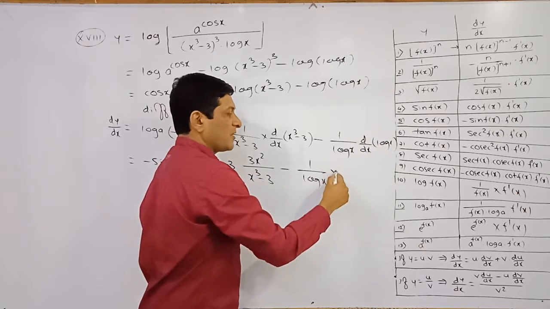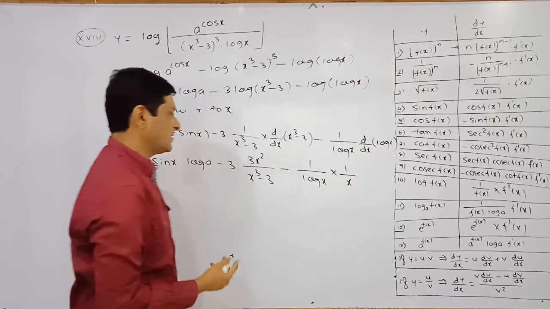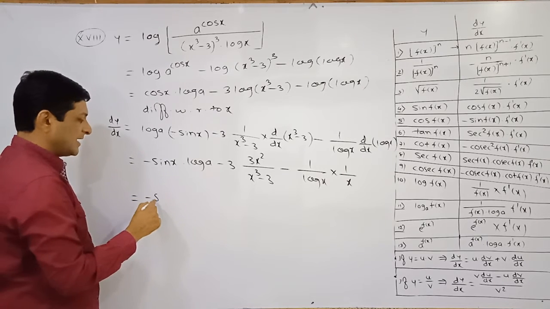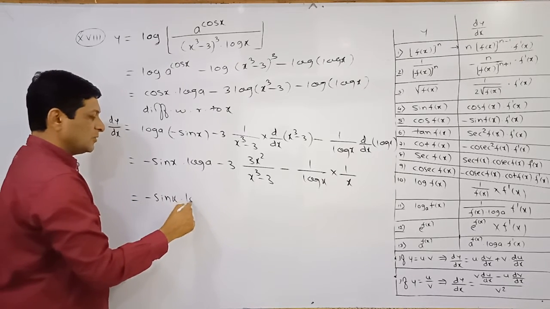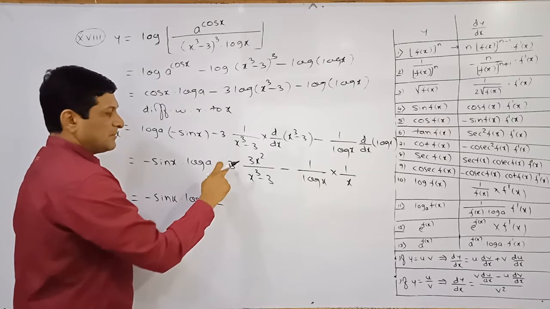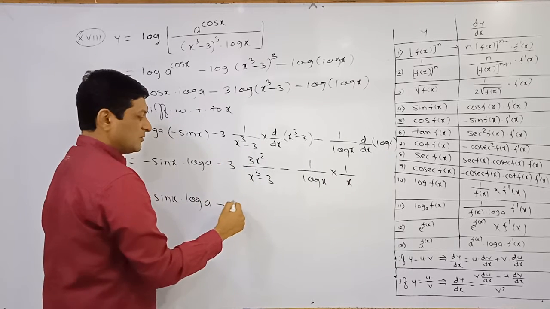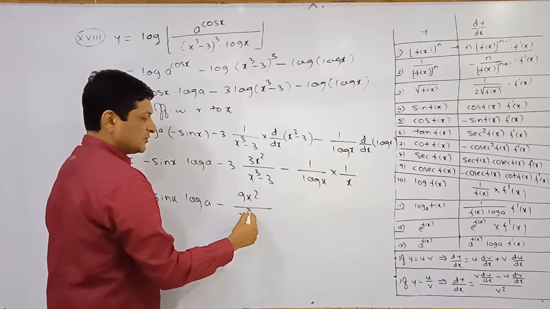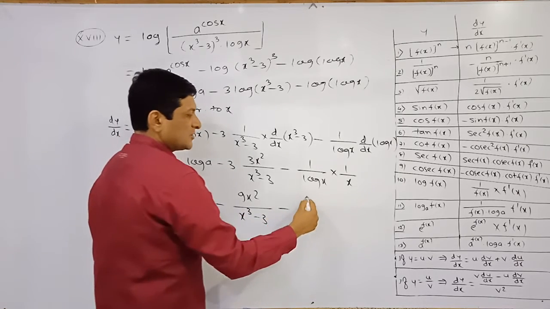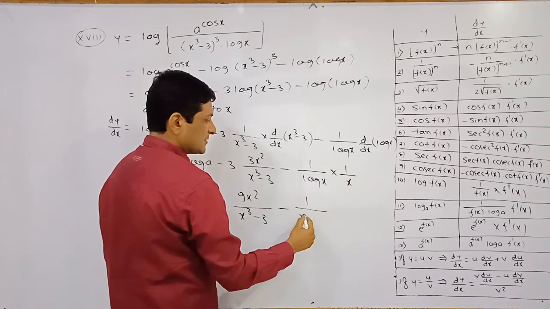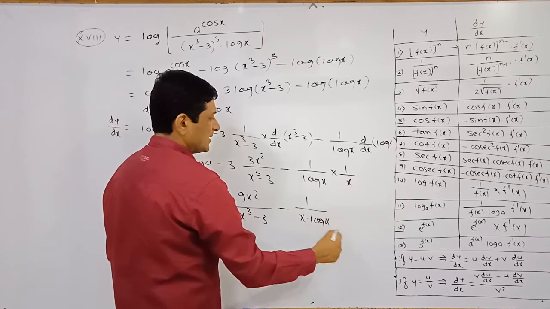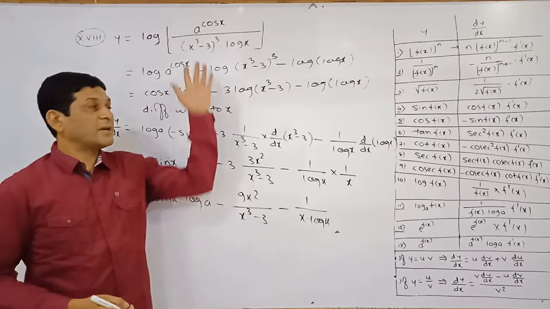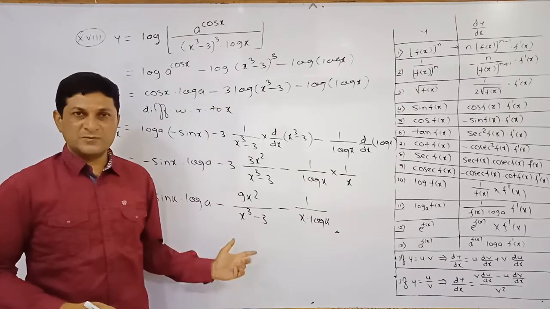And what is the derivative of log x? The derivative of log x is 1 by x. So differentiation is completed. The remaining part is to simplify it. Minus sin x into log a, keep it as it is. Here minus 3 into 3 will be equal to minus 9x square divided by x cube minus 3, minus 1 upon x log x. So nothing is there to simplify here. This will be our required differentiation, the derivative of this function.